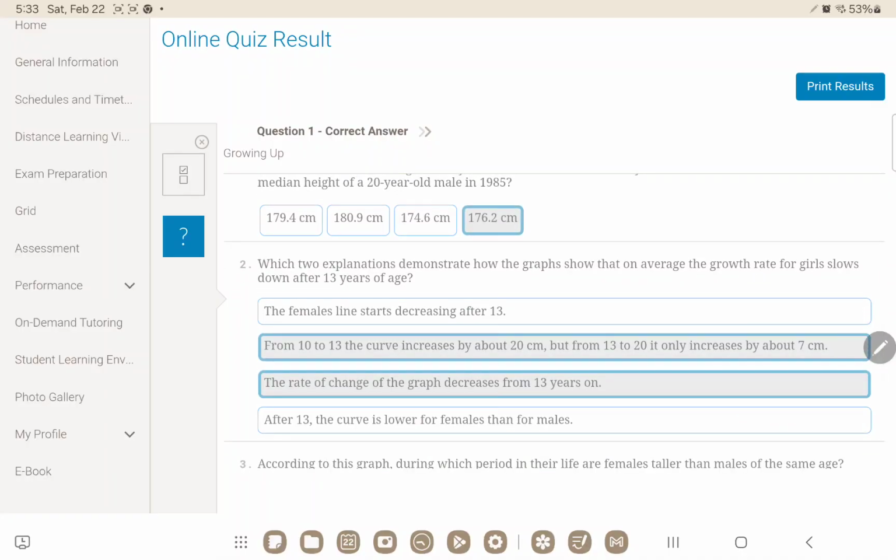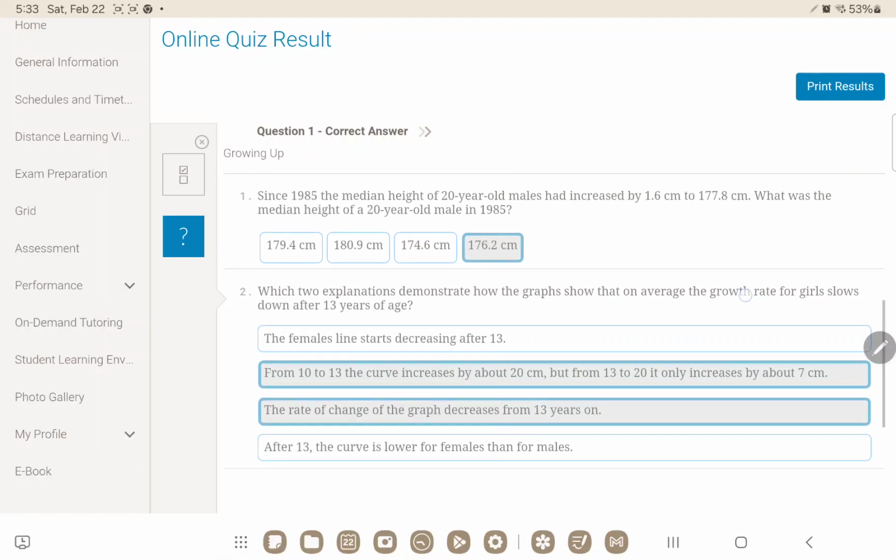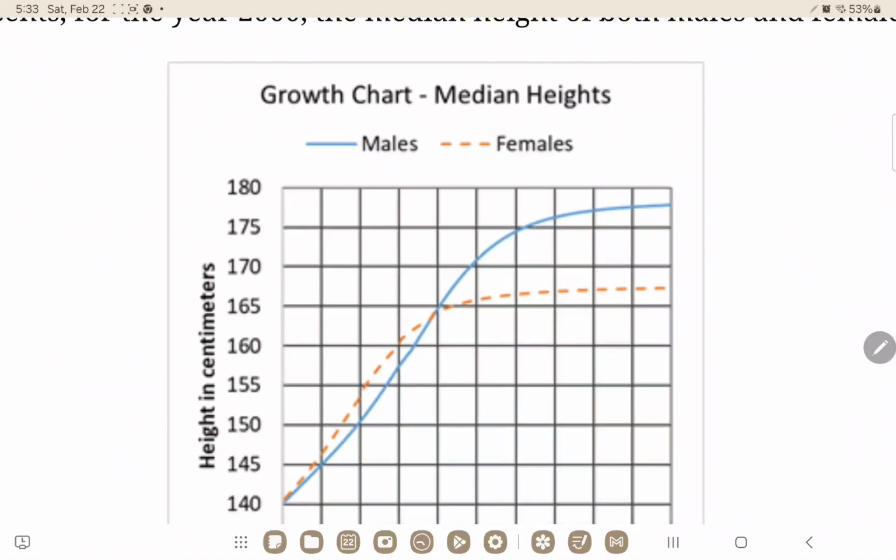See? Now, the rate of change decreases from 13 years or so. So see, the rate of change here was this. The rate of change here is this. This is an upward slope. This is an almost horizontal slope. Obviously, upward slope means a great rate of change, where almost horizontal means less.